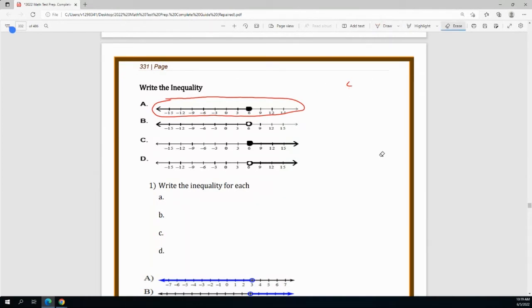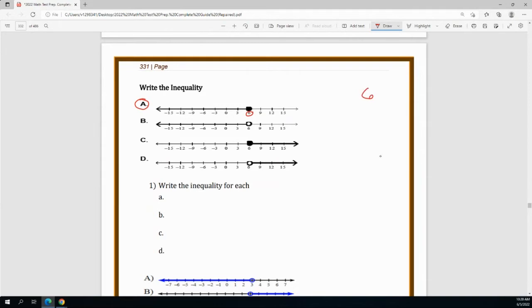Let me erase this. And let's go ahead and do it for number A. Okay, so here we go. I'm going to show you how to write this. The first thing you want to notice is where the mark is located, either a closed circle or an open circle. And this one looks like it's at the mark of 6. So you're going to want to start with 6.